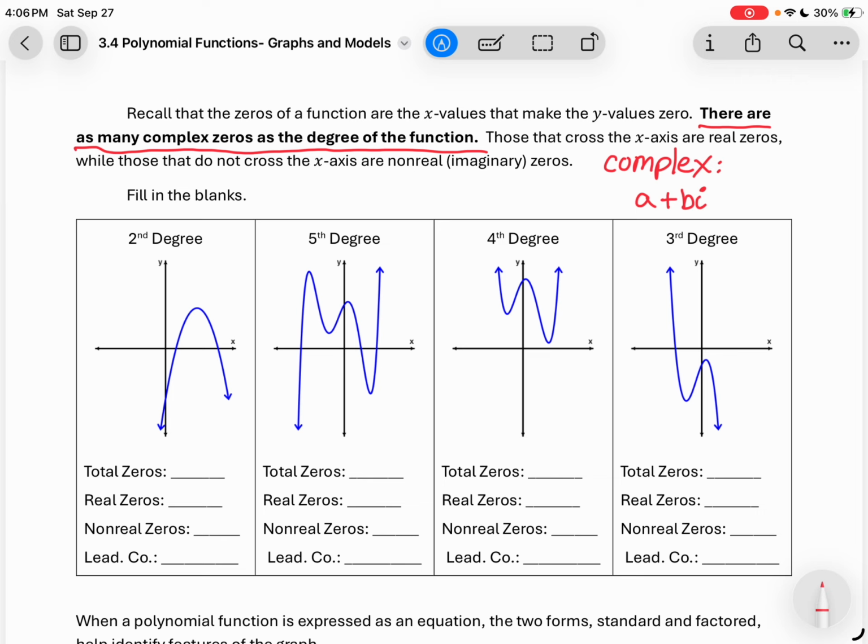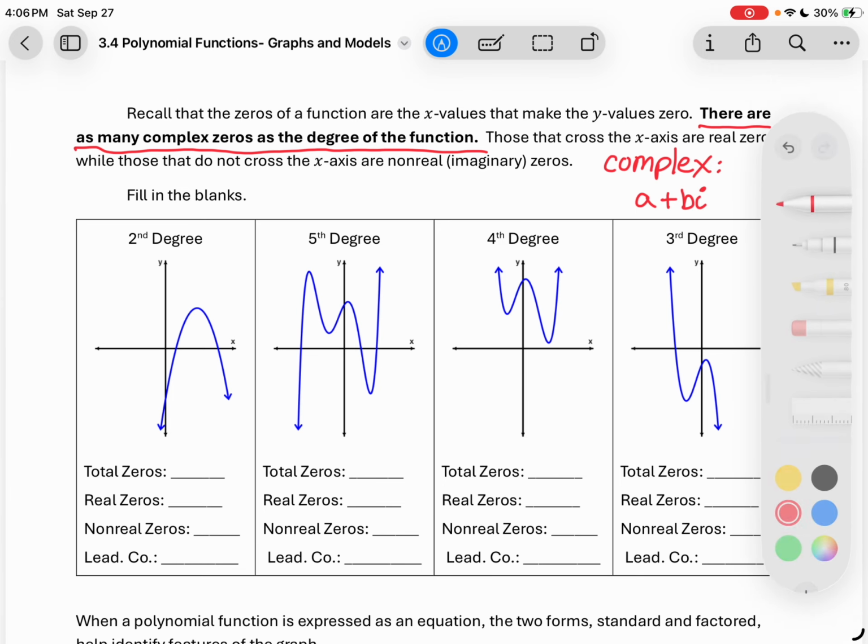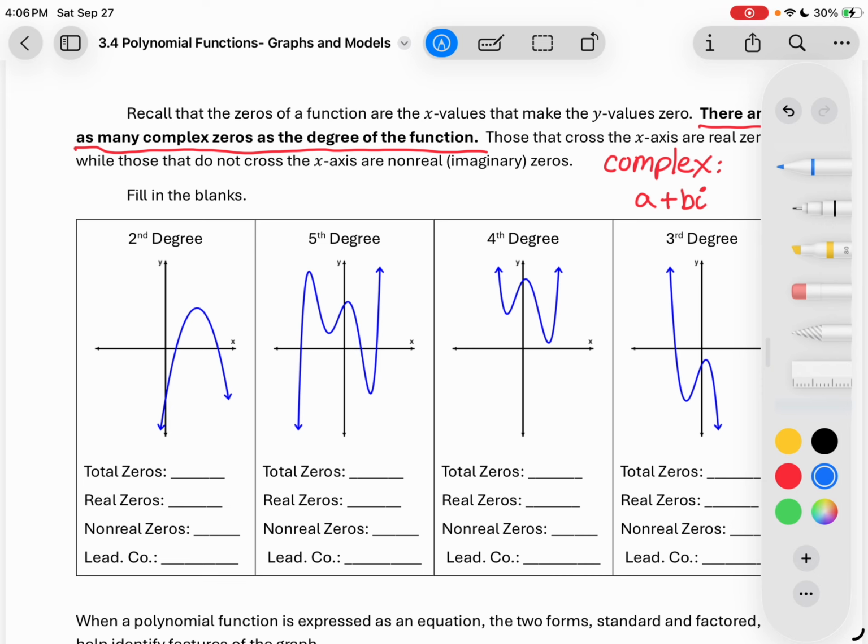We can see that because it's a parabola. And it crosses, well, before we look at how it crosses, since it's degree 2, from that statement up there, we know that the total zeros are 2. Both real and non-real, all of them, there's 2 because it's a second degree. And if you look at the x-intercepts, it crosses the x-axis twice, and those correspond with real zeros. So we have 2 real zeros.